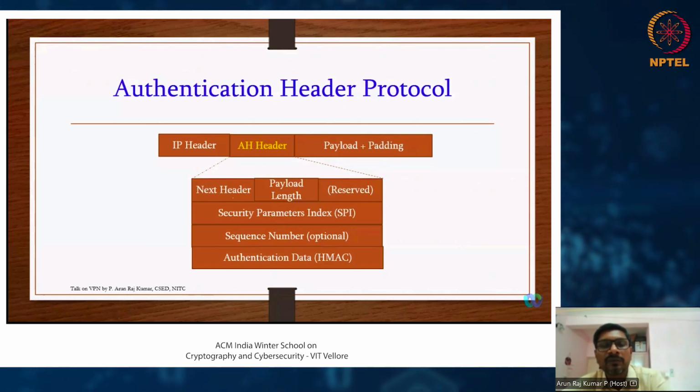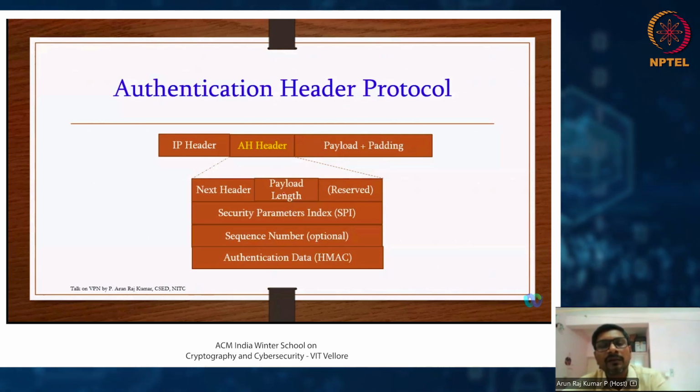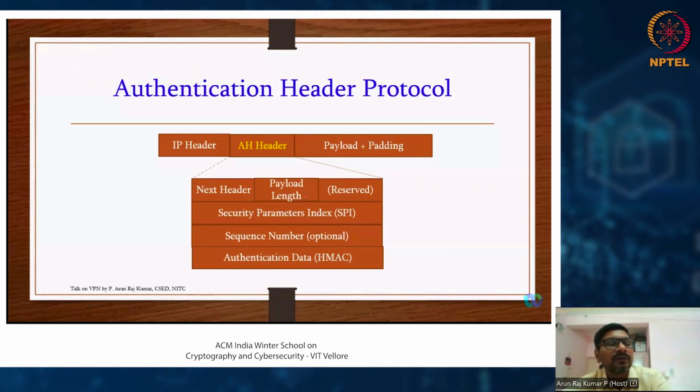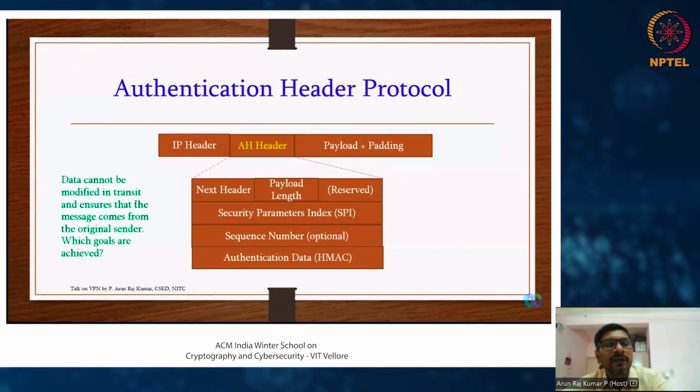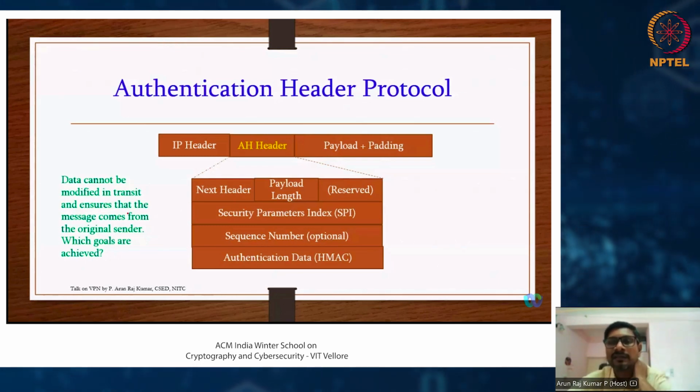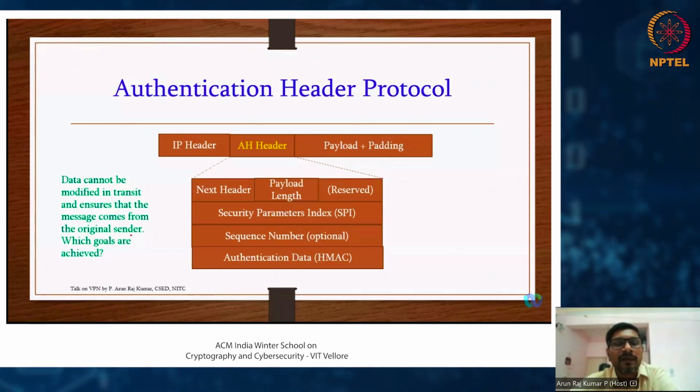This consists of 1, 2, 3, 4 words, each consisting of 32 bits. So 4 into 32 bits is the size of this particular AH header. Data cannot be modified in transit. Using this AH header, what it guarantees is that data cannot be modified in transit and that the message comes from the original sender, which means the authentication goal is also achieved, because we are able to ensure that the message comes from the original sender.